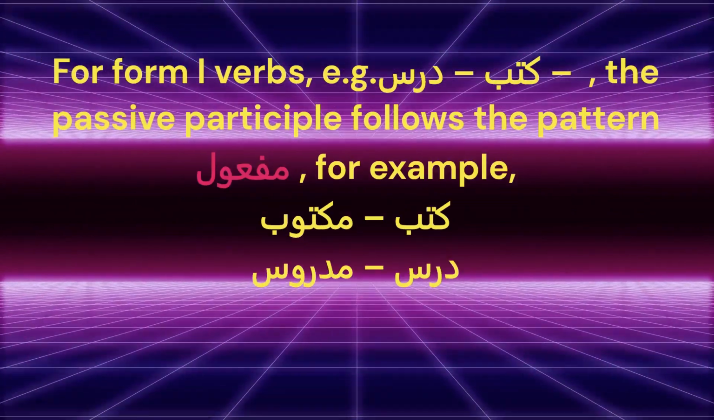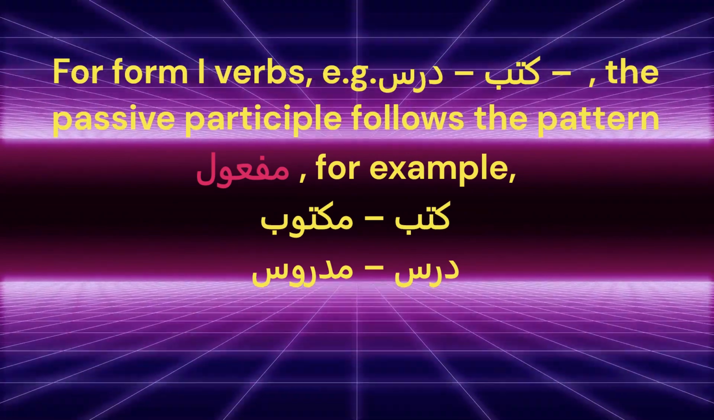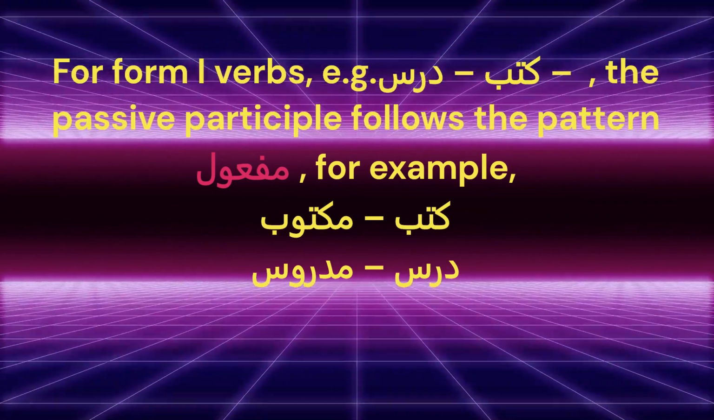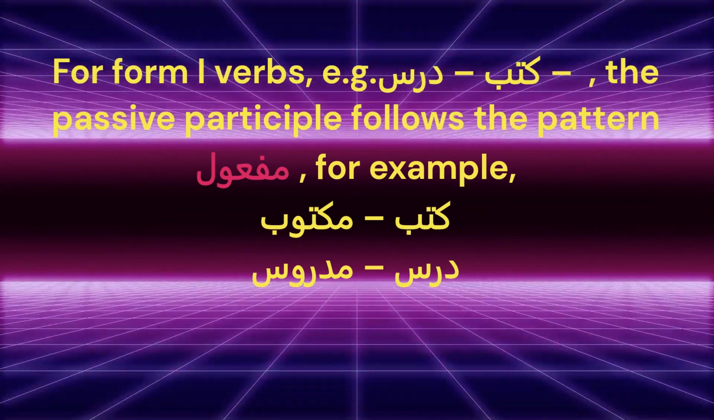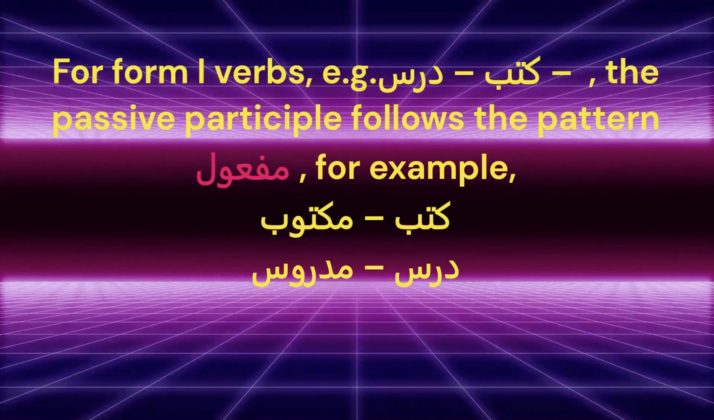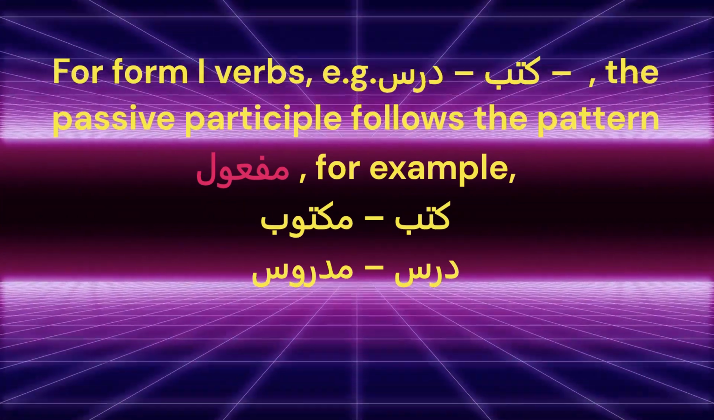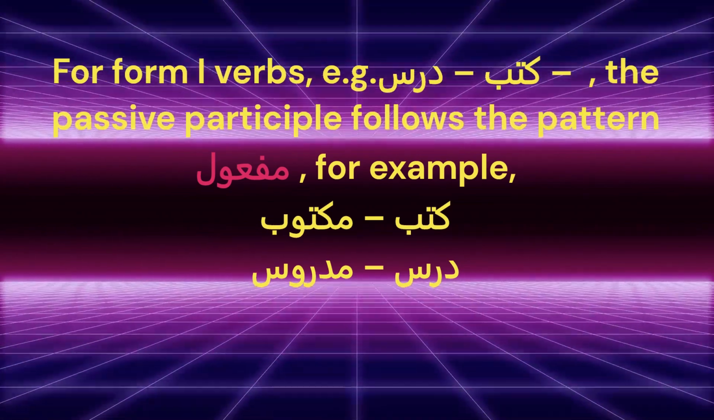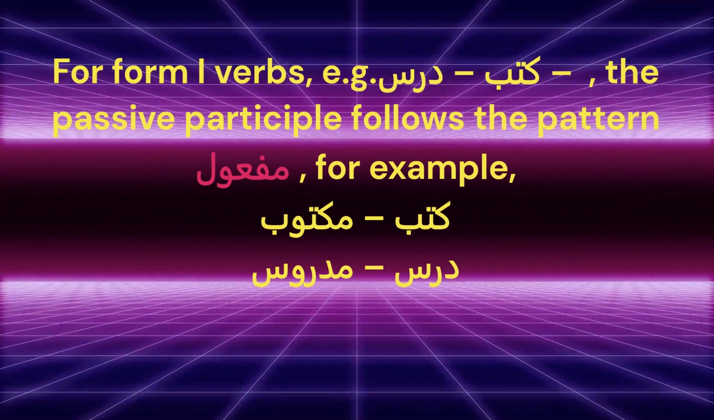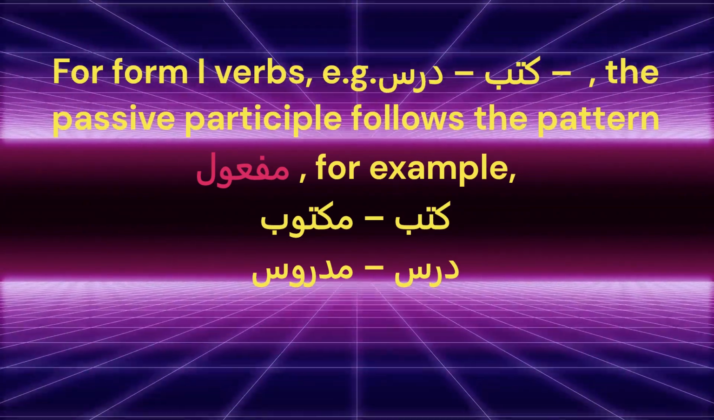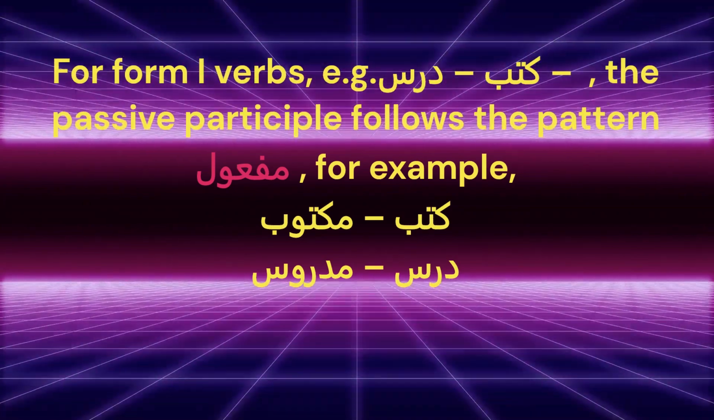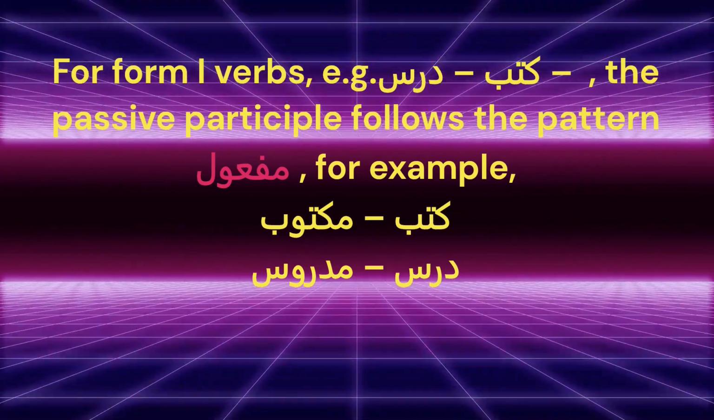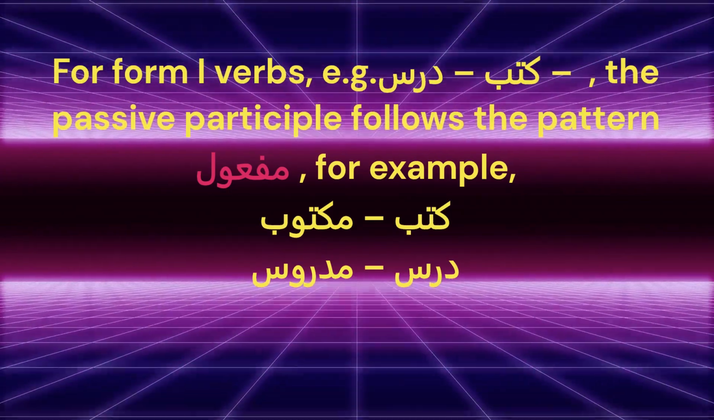For form 1 verbs, for example, kataba, darasa, the passive participle follows the pattern maf'ul. For example, for kataba, the passive participle is maktub. For darasa, the passive participle is madrus. Maktub means written, madrus means studied. Darasa, to study, madrus, studied.